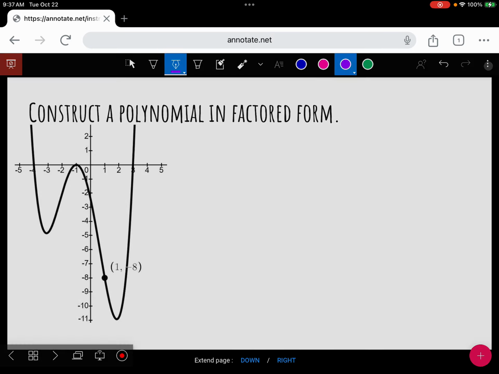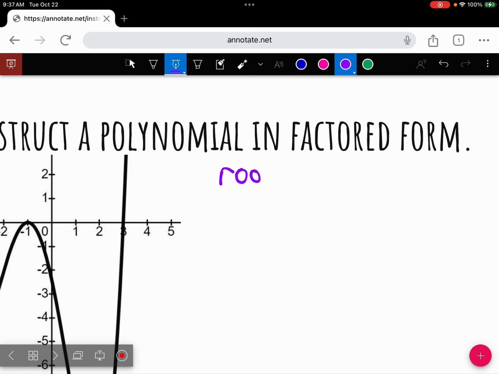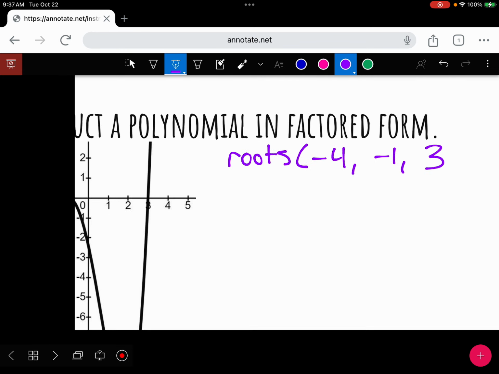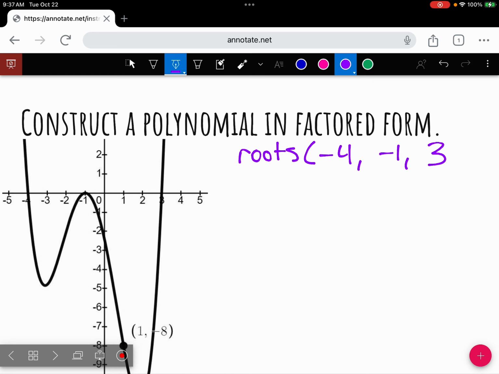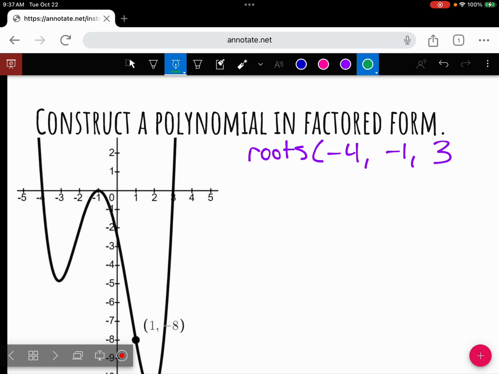So let's find the pieces that we need. Where do we have roots? And 3. What degree are we going to wind up at? Look at our end behavior here. Should we wind up even or odd? Even. We need to make sure we wind up at even. Which one of our roots is going to be a little weird?